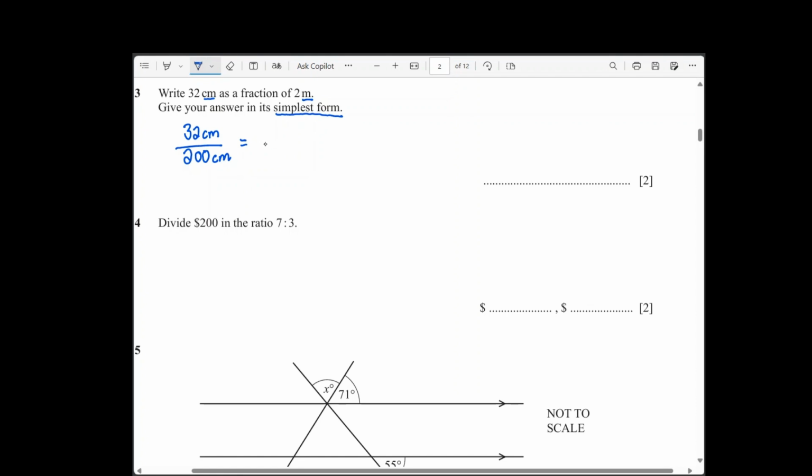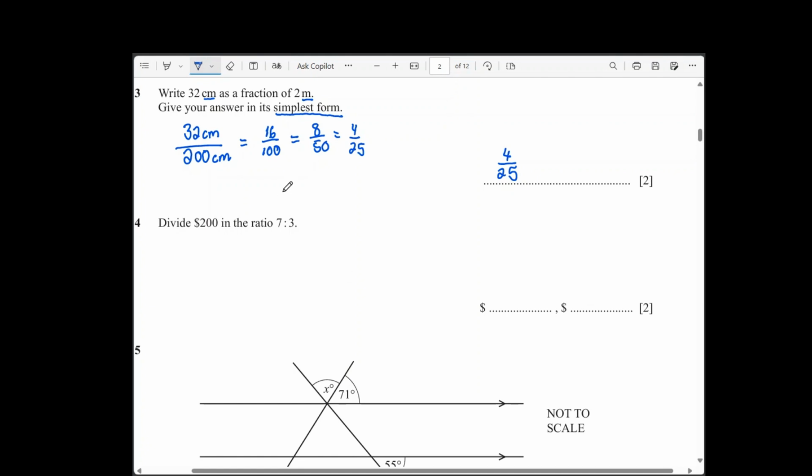Let's reduce this. Of course, you can use your calculator, but it's a good idea to practice mental maths in your mind. If I divide by 2 first, I get 16 over 100. We can also divide by 2 again, which gives us 8 over 50. We can divide by 2 again, which gives us 4 over 25. So final answer, 4 over 25 in its simplest form.